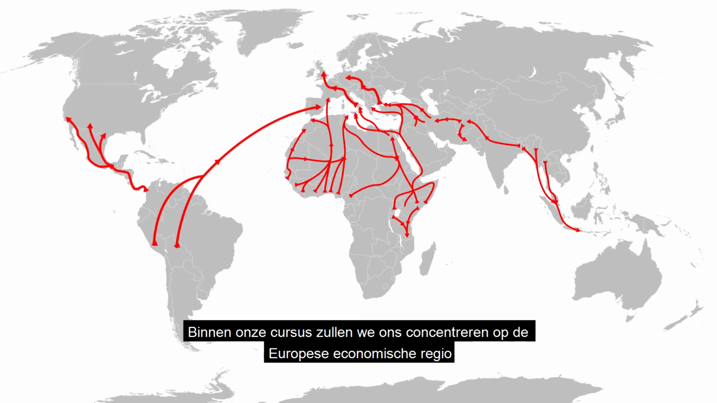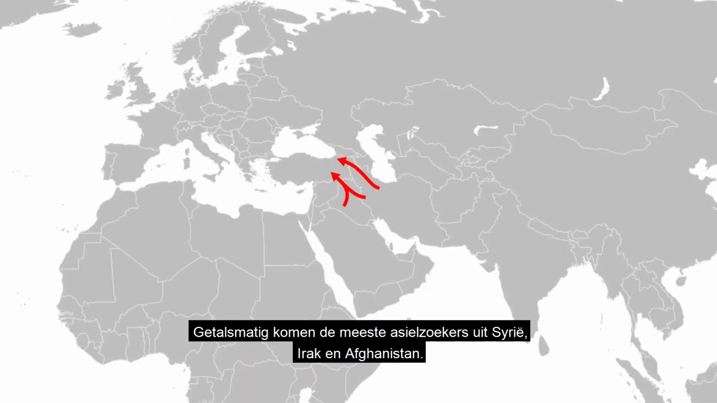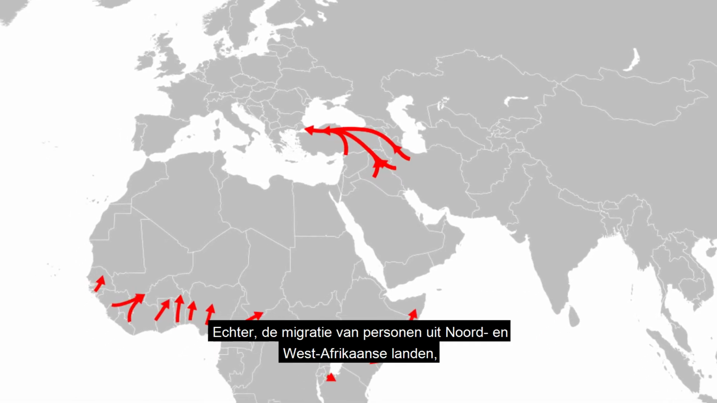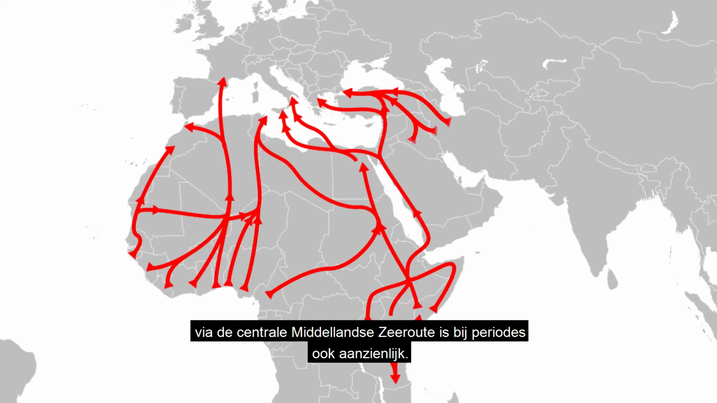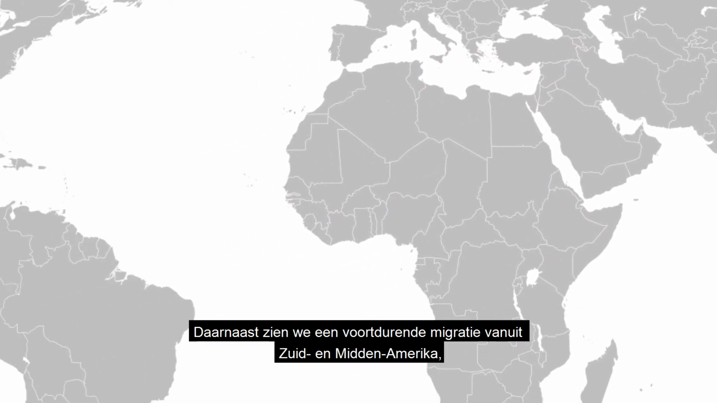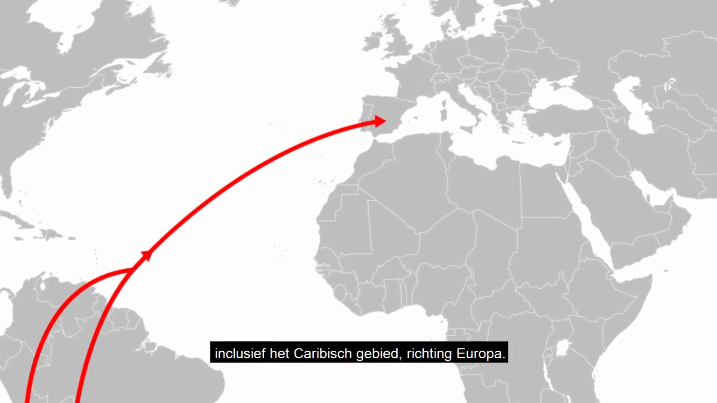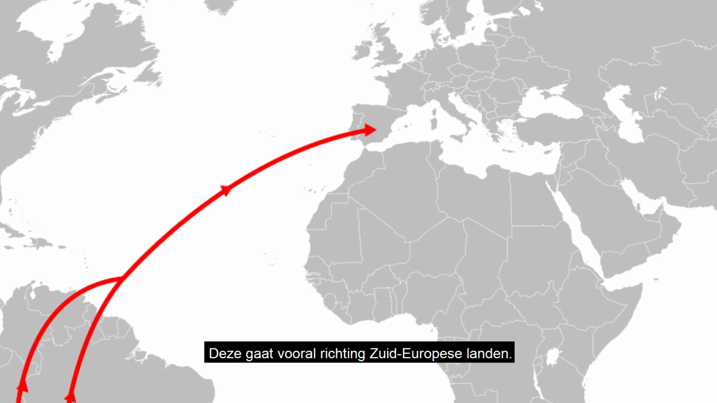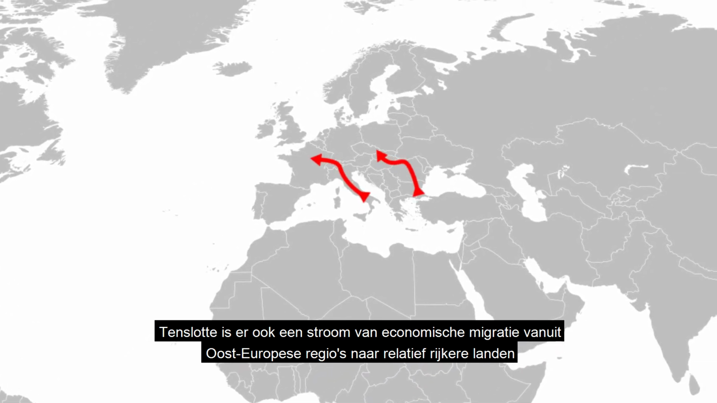Let's first look at an overview of the main routes of northern migration in the world. For this course, we will focus on the European Economic Area. Numerically, most asylum seekers are coming from Syria, Iraq and Afghanistan. However, regular and irregular migration of northern and western African nationals along the central Mediterranean route is also substantial. In addition, we see ongoing migration from South and Central America, including the Caribbean, towards Europe, in particular to the South European countries.